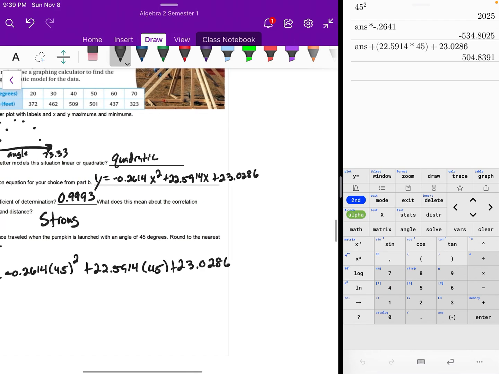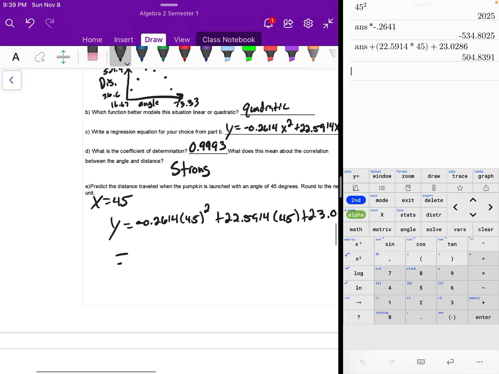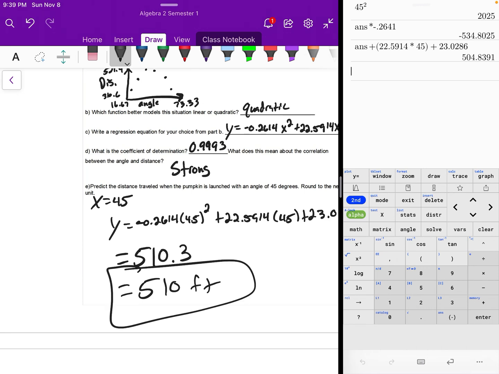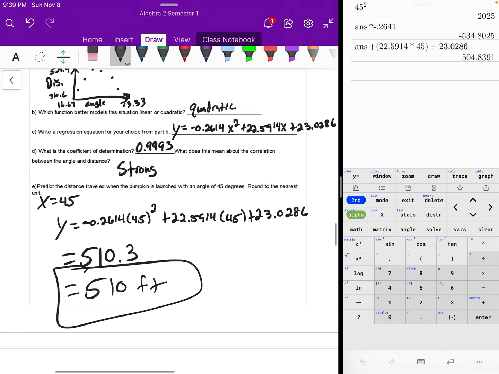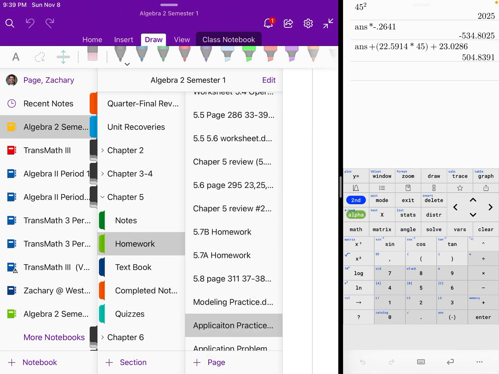We should have got 510. What do I got going on here? Either way, it should have been about 510. Rounding to the nearest unit, we should have got 510 feet. So again, the big thing there: you take that x value and plug it into your regression equation. All right, that was 5.8.